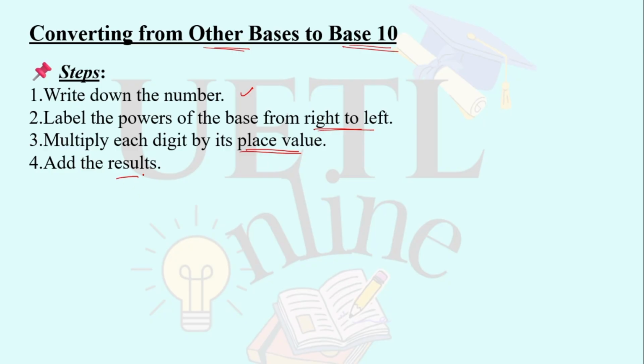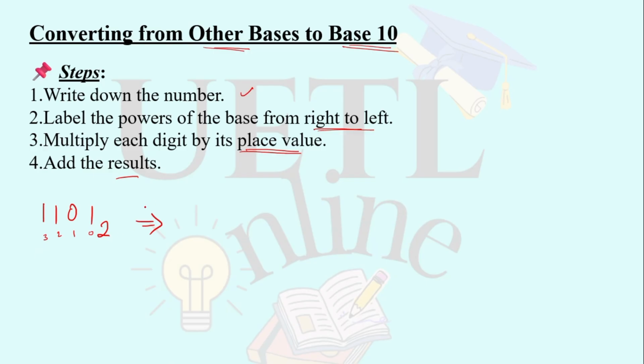So the first thing is, let me do an example. Let's say you're given a number 1101, base 2. This is the number in base 2. The first thing you are going to do is write down the number like this. We have successfully written the number. Then label the powers of the base. So this is our base. The powers of the base are going to be here 0, 1, 2, 3. These are going to be our powers of the base.